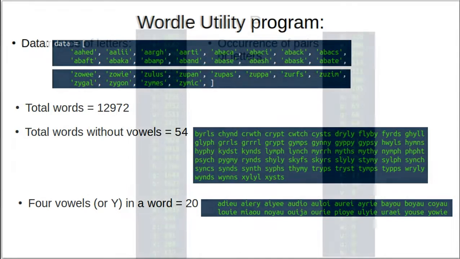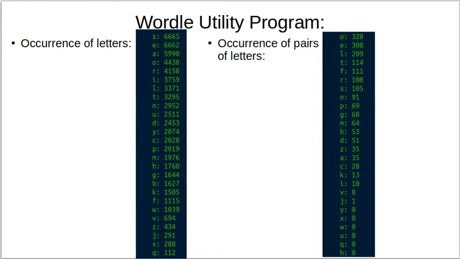Okay. I looked at occurrences of letters in every word. So if you look at the total number of S's in all 12,900 words, there's 6,665 letter S's. And then E's are next most popular with 6,662. We see that the vowels E, A, and O are pretty popular, and consonants that are popular are S, R, L, and T. So I guess if you're looking for words, then using these consonants in your first two or three words helps you hone in on the word of the day.